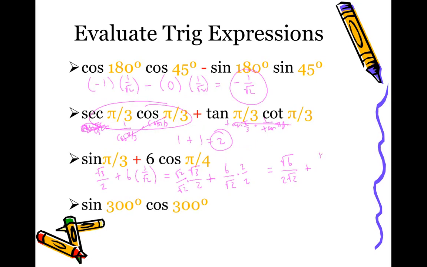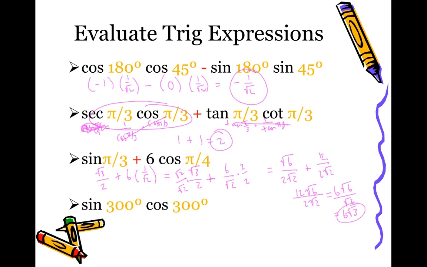It's fine. 12 over 2 root 2. So I've got 12 root 6 over 2 root 2. So that's 6 root 6 over root 2. Isn't that just 6 root 3? Because I can combine these two.